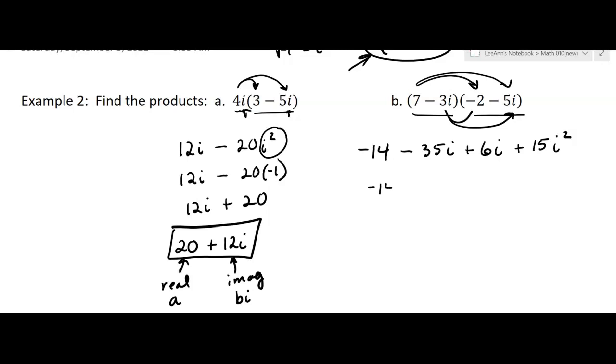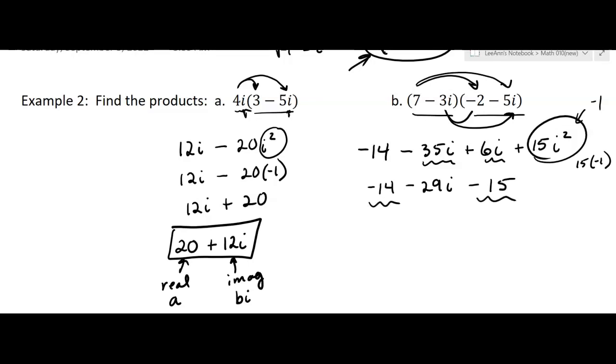So I have minus 14. I can combine those two terms. So what's -35i and 6i? -29i. Now, what's going to happen here? Well, because that i squared is going to be -1, I'm going to get a minus 15. Okay, now you can think about that as 15 times -1 if you want to think of it like that, but it's going to be a minus 15. So there's a little bit more I can do. I can combine the -14 and the -15, and I get -29 minus 29i.